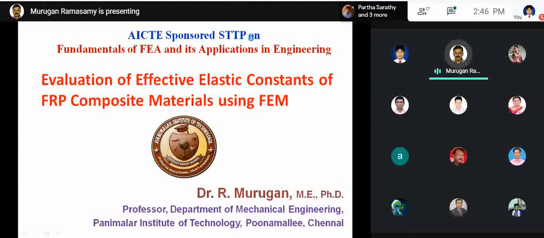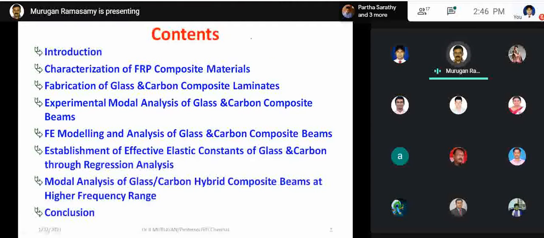The main idea of this lecture is we are going to find out the elastic constants which describe the composite materials. For finding these elastic constants, we are going to use both experimental modal analysis as well as theoretical modal analysis using the finite element method. Okay, so this is my plan of lecture.